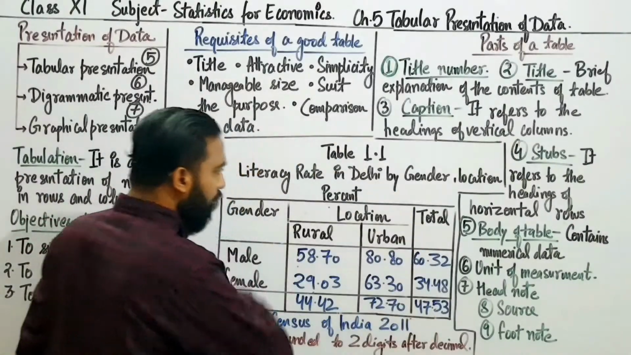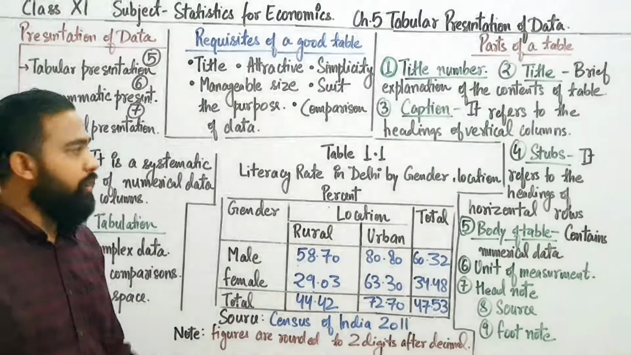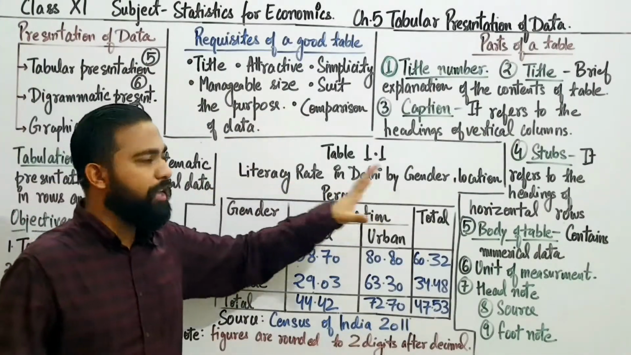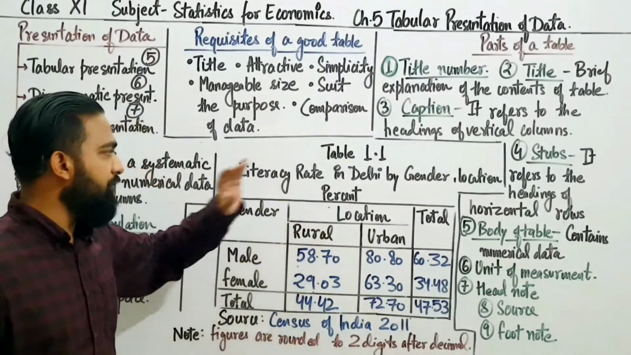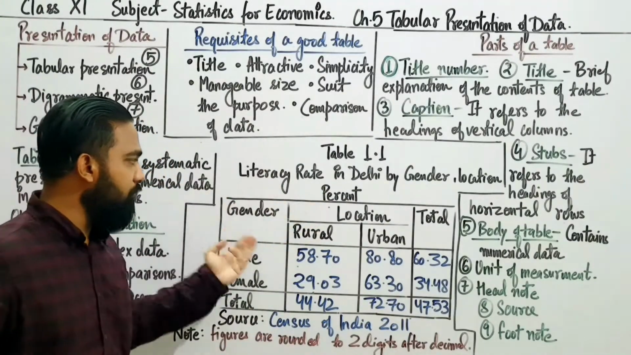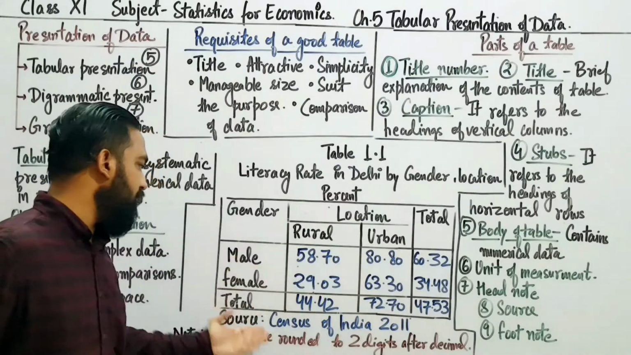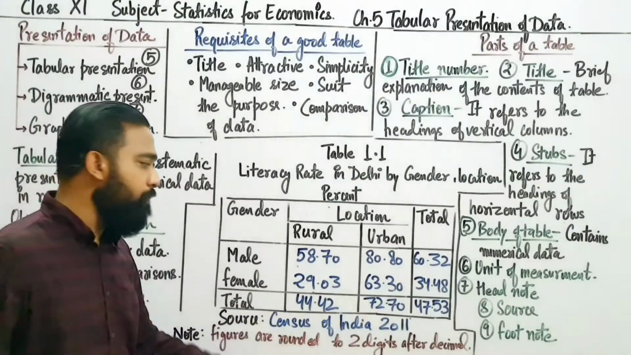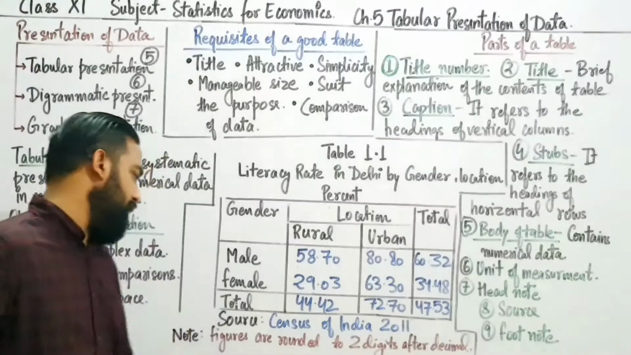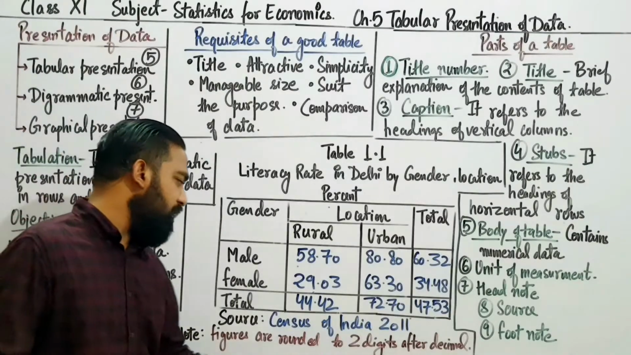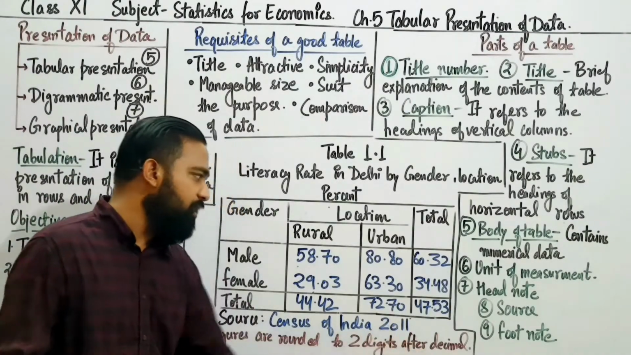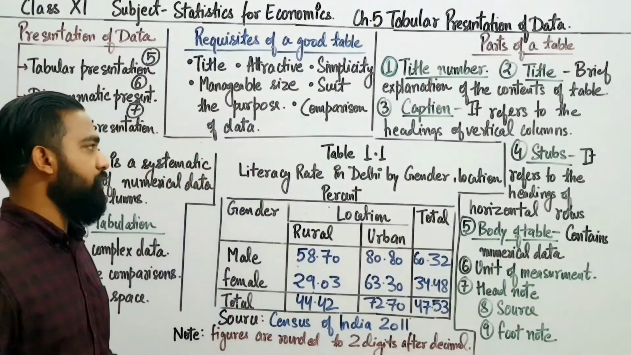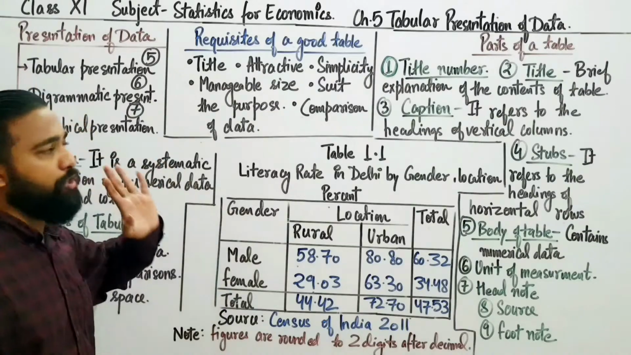Now take a nice look on this tabulation, there are so many things. Table 1.1. Literacy rate in Delhi by gender, location, percent, gender, location, rural, urban, total, male, female, and total. Source, I have taken this from Census of India 2011, and a note is there. Figures are rounded by two digits after decimal. After 2 digits, the decimals are there by only 2 digits. So this is your tabulation.